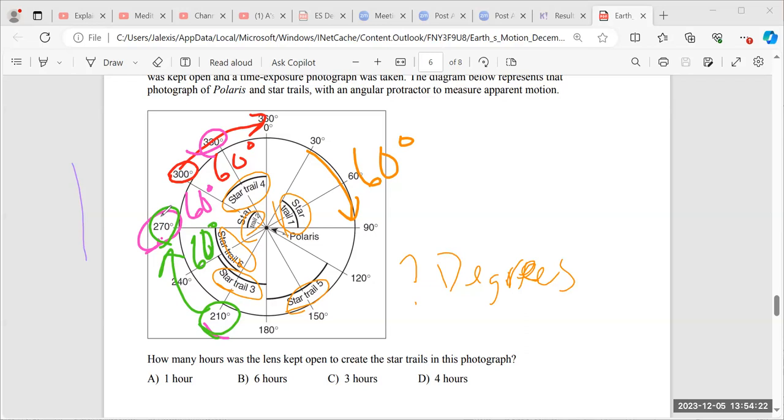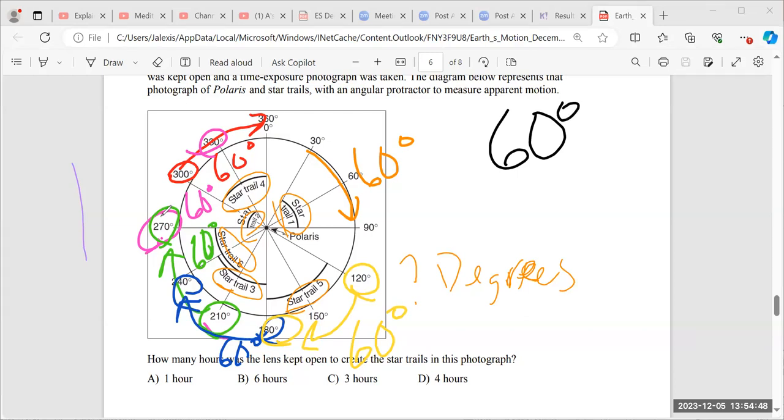Star Trail 3 went from 180 to 240. That looked like it also moved 60 degrees. All right. And Star Trail 5 went from 120 to 180. That also looked like it moves 60 degrees. So are we seeing the pattern that every star trail moved 60 degrees?